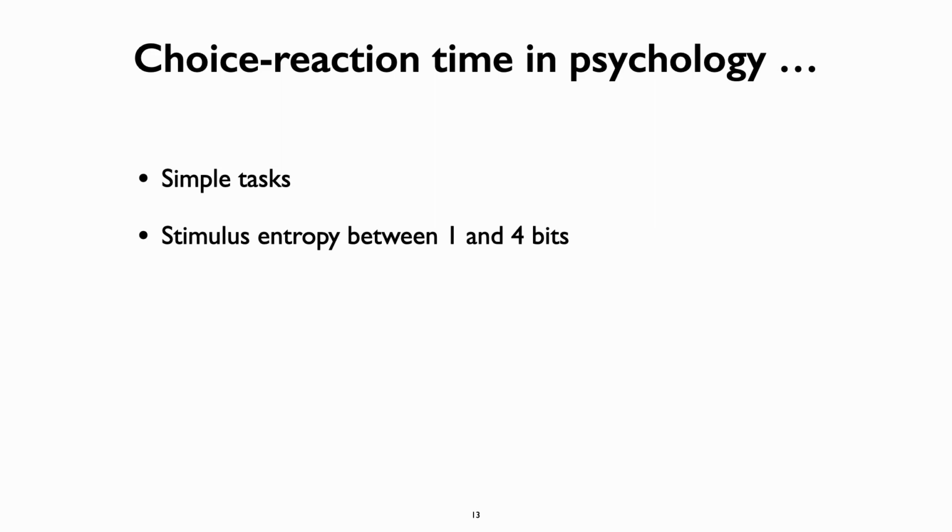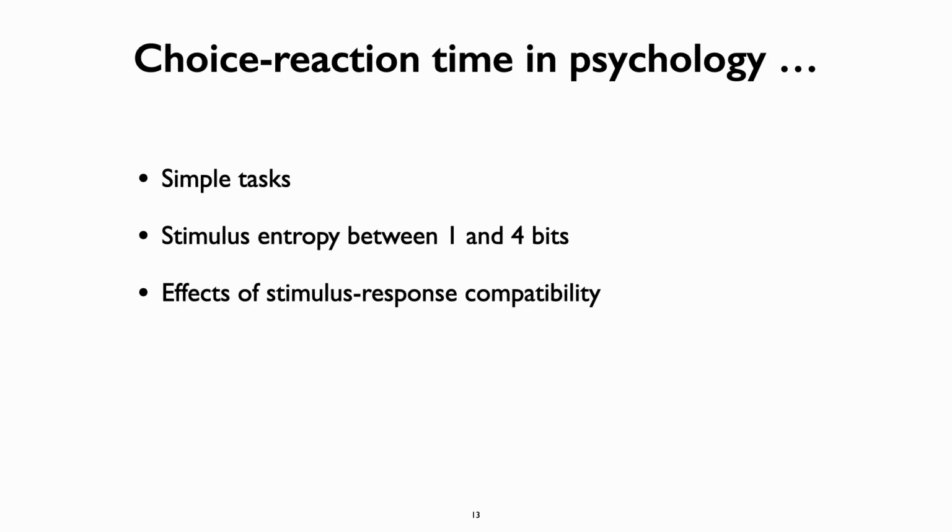A lot of studies have been conducted in psychology to study the stimulus response paradigm. In summary, most studies were conducted on very simple tasks, such as responding to bulbs lighting up by pressing keys or through speech. Generally, the stimulus entropy is between 1 and 4 bits, meaning less than 16 options. And perhaps most importantly, the effects of stimulus-response compatibility.